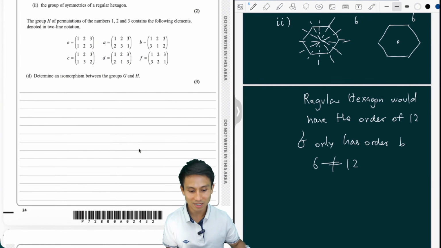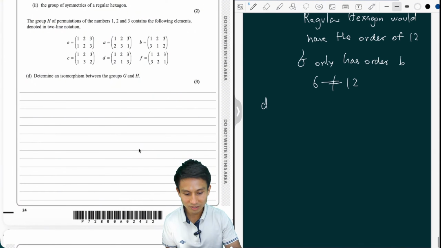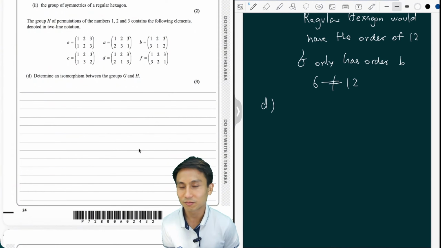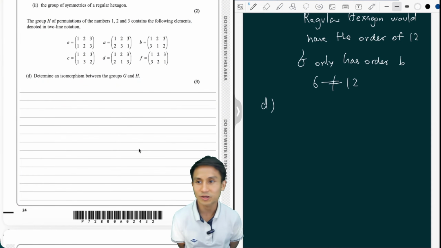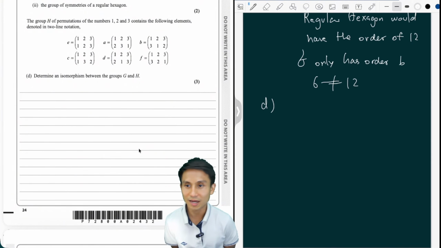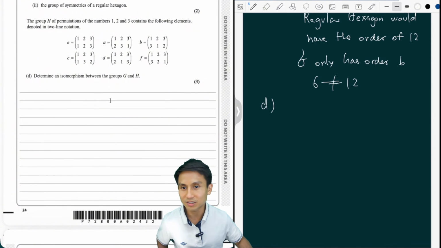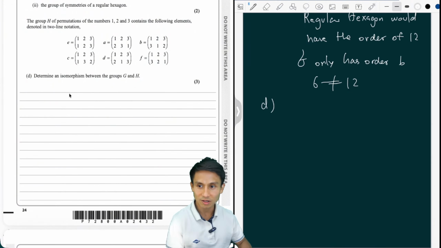Now this part D, it's going to be a real deal here. The group H of permutations of numbers 1, 2, and 3 contains the following elements, denoted in the 2-line notation. For those of you who don't understand what these are, it is just saying how each number 1, 2, 3 is mapped to the next number, and we'll see how that works.